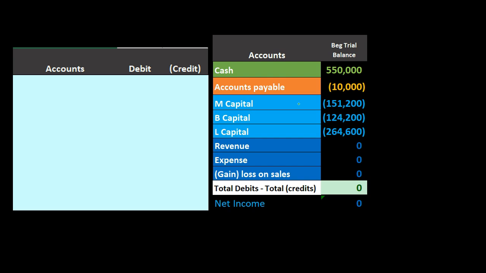Note, however, that when we look at the trial balance, we want to make sure that we have a post-closing trial balance, meaning we have no revenue and expense accounts. Those have been closed out to the capital accounts, thereby giving us the proper amounts in the capital account. So we basically have our accounting equation here where we have assets minus the liabilities equals the capital accounts.